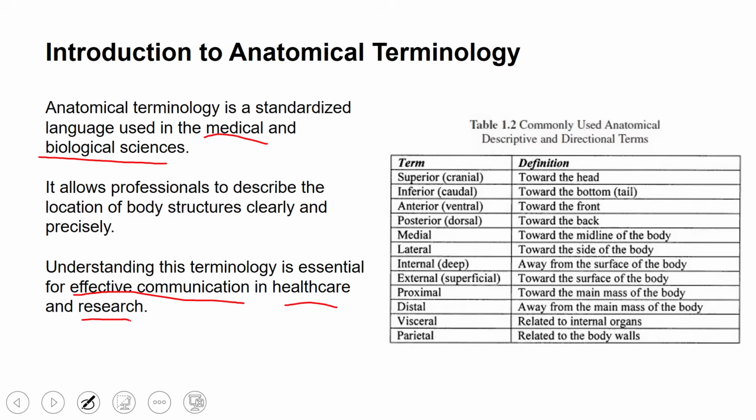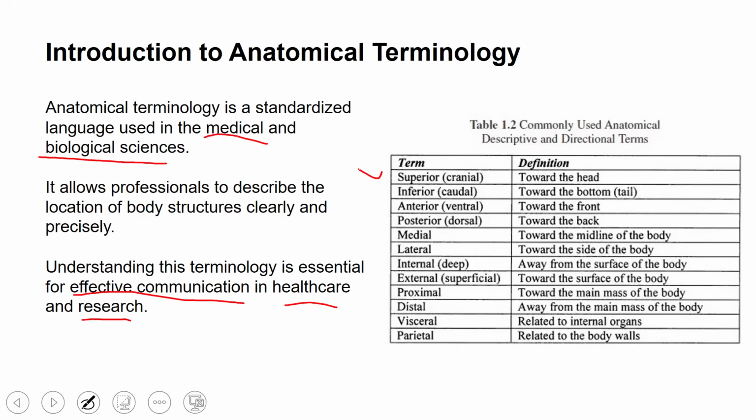And these are some of the terms and also their definitions. Like for example, when we say superior, I mean cranial, it means toward the head. So superior or cranial, you can call it either superior or cranial, it means toward the head. Inferior, which is caudal, you can call it toward the bottom or the tail. So caudal, you can call it tail or toward the bottom.